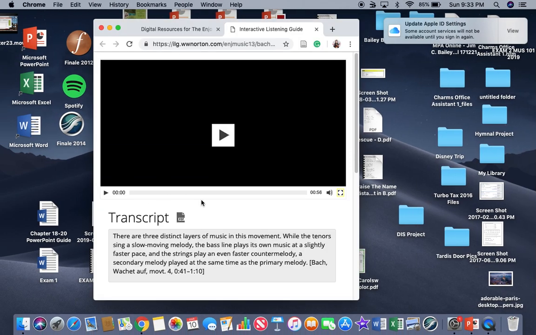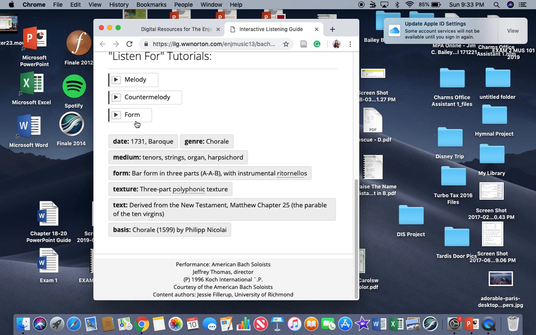So that's the counter melody that's going on, and those little sections of when they're playing are called ritornellos. So here's the form.